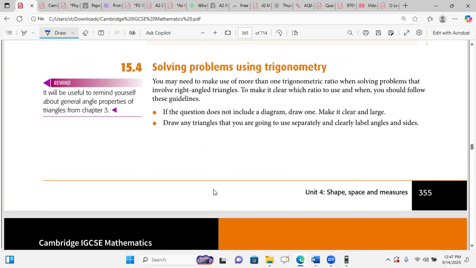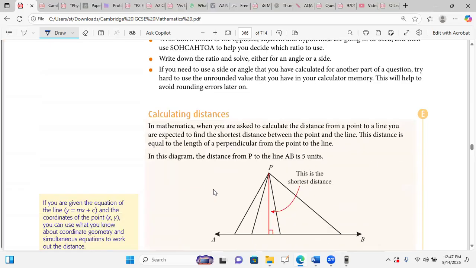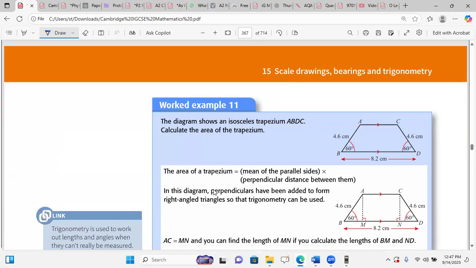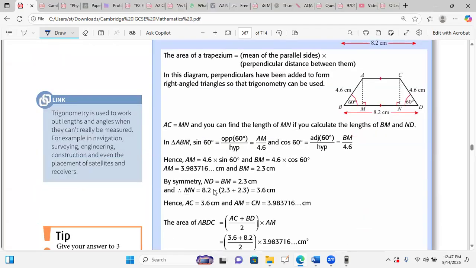Solving problems using trigonometry. How to apply the simple trigonometric ratios in different scenarios. When you are provided complex figures, you will have to keep in mind which ratio you will implement to calculate the angle or side required by that figure.